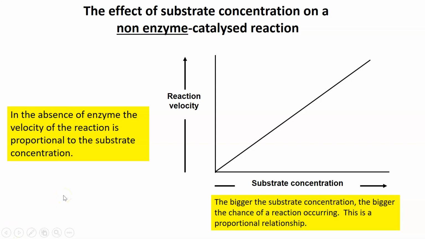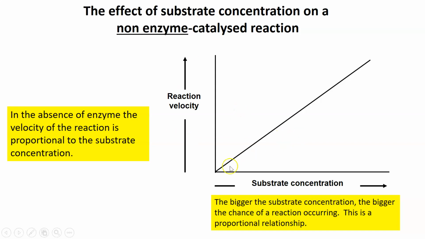So this is just to show you what would happen in the absence of an enzyme. So this is a chemical reaction. A product is formed. This is the substrate concentration. So the more substrate concentration you have, the more product that is formed. So the reaction velocity increases, but it increases in a proportional way. In other words, the more substrate concentration you have, the faster the reaction. This is in the absence of an enzyme. So if you think about the one that we always mention, carbon dioxide reacting with water to produce carbonic acid, well, if you have more CO2 and more water in the mix, the faster you'll get the production of carbonic acid.